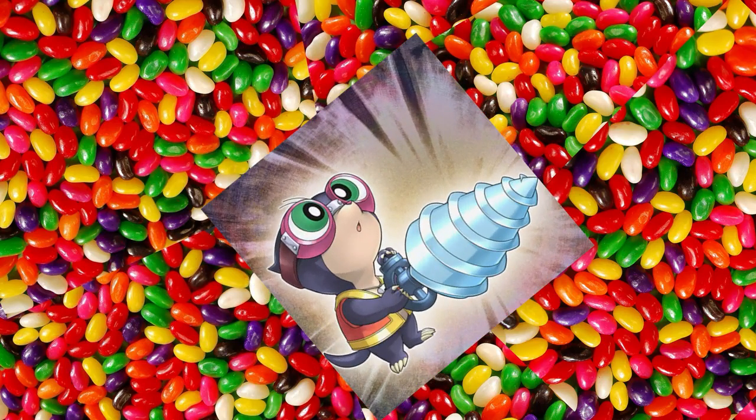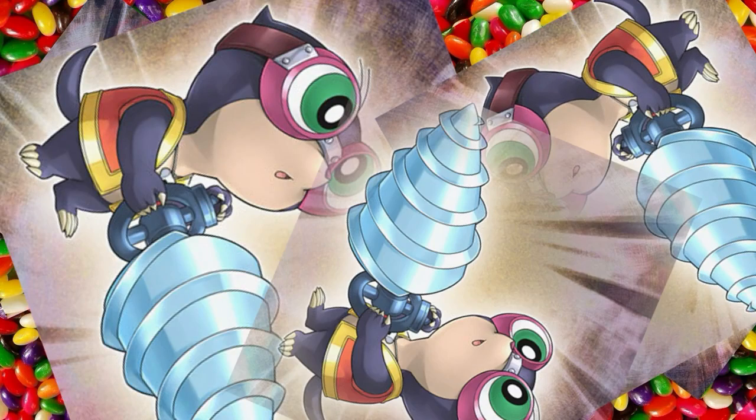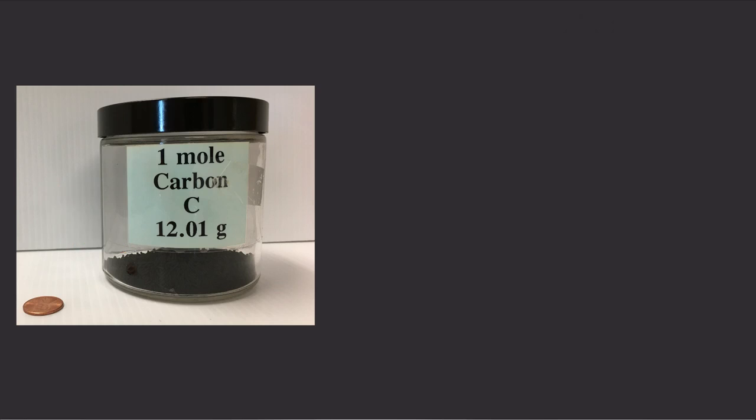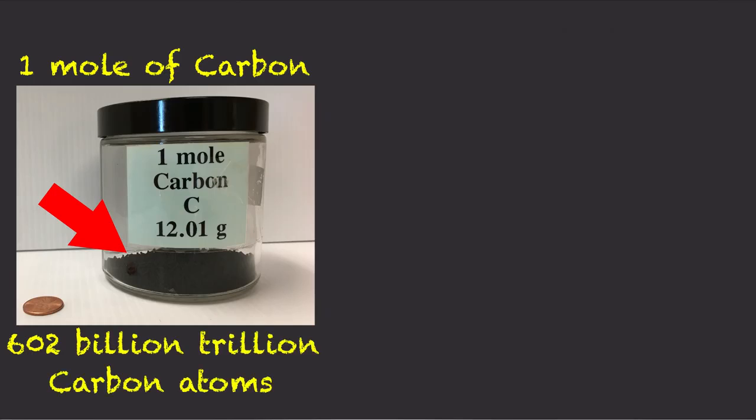Moles are very handy for counting enormous amounts of things. See the carbon in this container? This is 1 mole of carbon. That is 602 billion trillion carbon atoms, or in scientific notation, 6.022 times 10 to the 23rd carbon atoms.